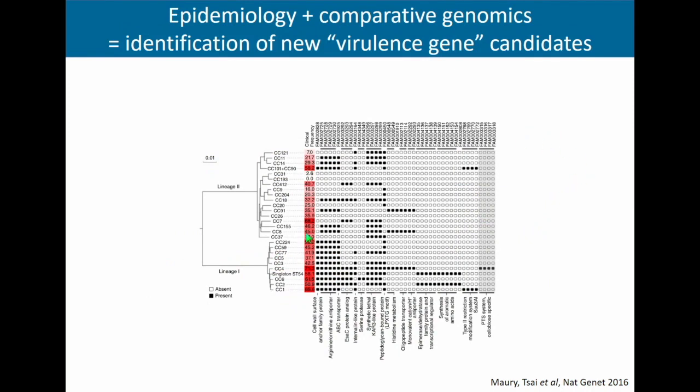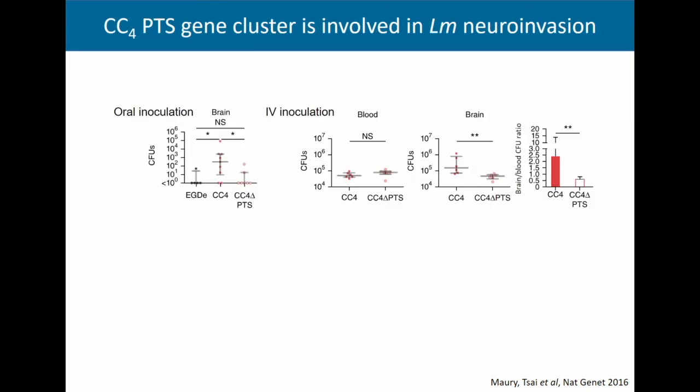So here's just an illustration of this. You have a phylogenetic tree of the different clones. You have the gene content of these different clones. And what you look for here for a hypervirulent clone, which is CC4, is a set of genes which is specifically associated with it, which could be a candidate for being a virulence gene. And indeed, if you knock out this gene and assess the virulence of the mutant as compared to the isogenic parental strain, what you see, and I'm not going into the detail, is a defect in brain invasion in the mutant that lacks the gene which is specific for this hypervirulent clone.